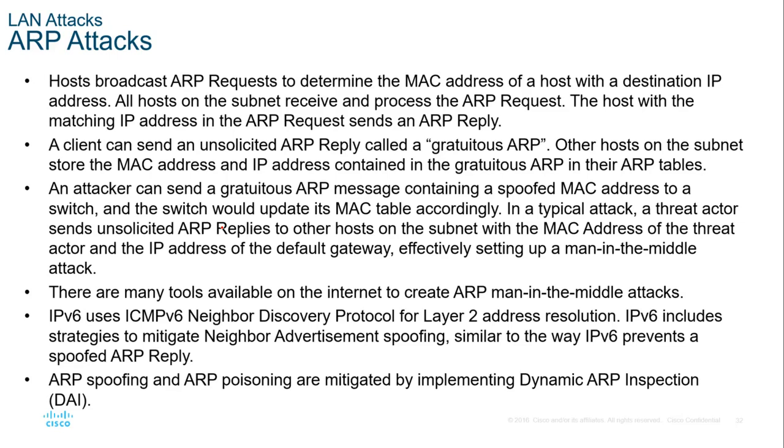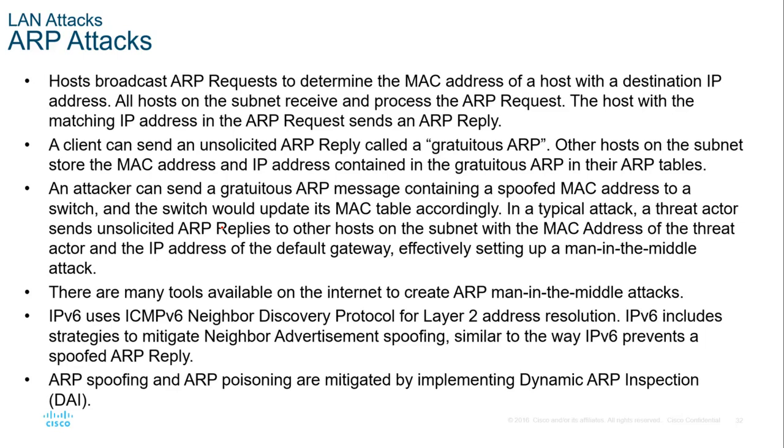In a typical attack, a threat actor sends unsolicited ARP replies to other hosts on the subnet with the MAC address of the threat actor and the IP address of the default gateway, effectively setting up a man in the middle, so that every time there is a need, the man in the middle is the one to reply. There are many tools available on the internet to create an ARP man in the middle attack.